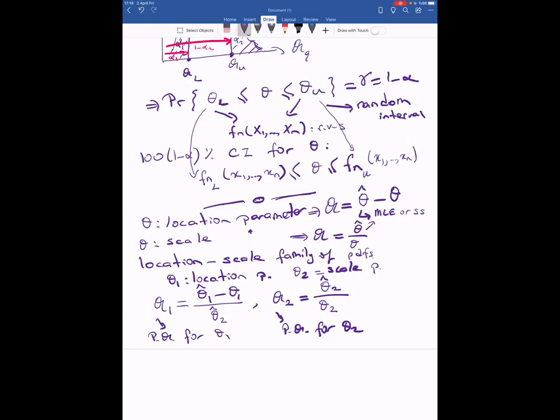But we have other methods to construct these intervals for theta 1 and theta 2 simultaneously, sometimes using things like conformal inequalities. We will not cover those in this course.